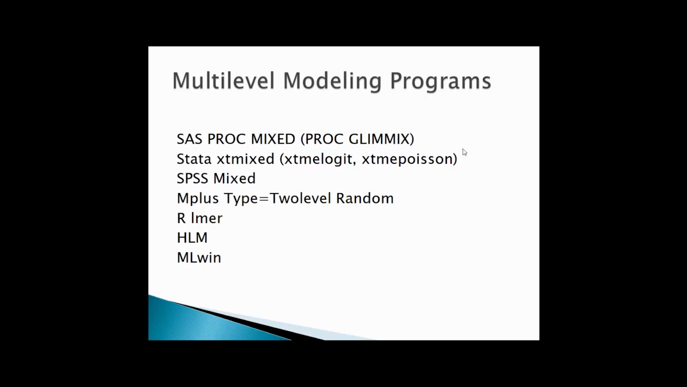Okay. A number of multi-level modeling programs exist. SAS PROC MIXED is the one that I typically use, but Stata has XTMIXED, also XTMELOGIT and XTMEPOISSON for non-normally distributed outcomes. SPSS has the MIXED program. Mplus has TYPE = TWOLEVEL RANDOM, and multi-level structural equation modeling is a very exciting thing where we can start thinking about latent variables and partitioning measurement error out at both the between and within person levels. Of course, there's R, and then the old school hierarchical linear modeling package and MLwiN.